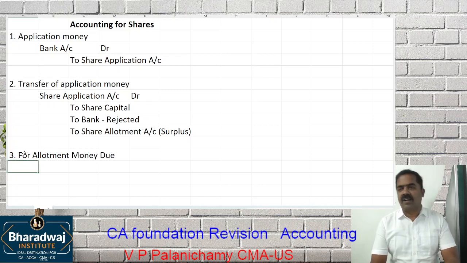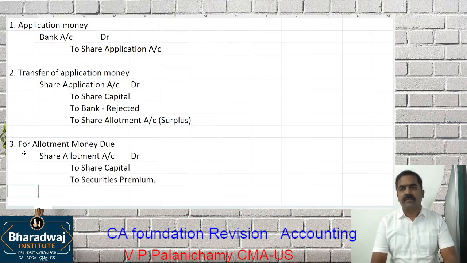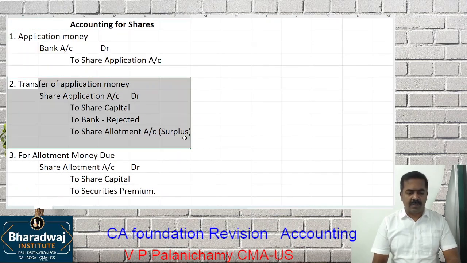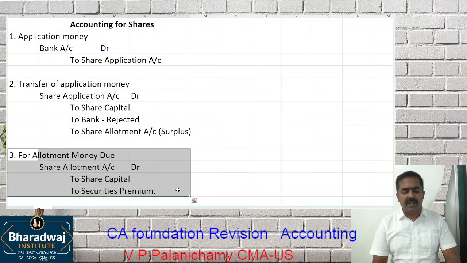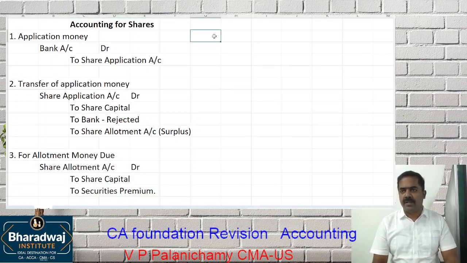Wait. For allotment money due, what is the entry we pass? Share allotment account debit. It can be to share capital and to securities premium. And shares cannot be issued at discount. So for allotment money due, we transfer from share allotment account debit to share capital, and to which account? Securities premium account.